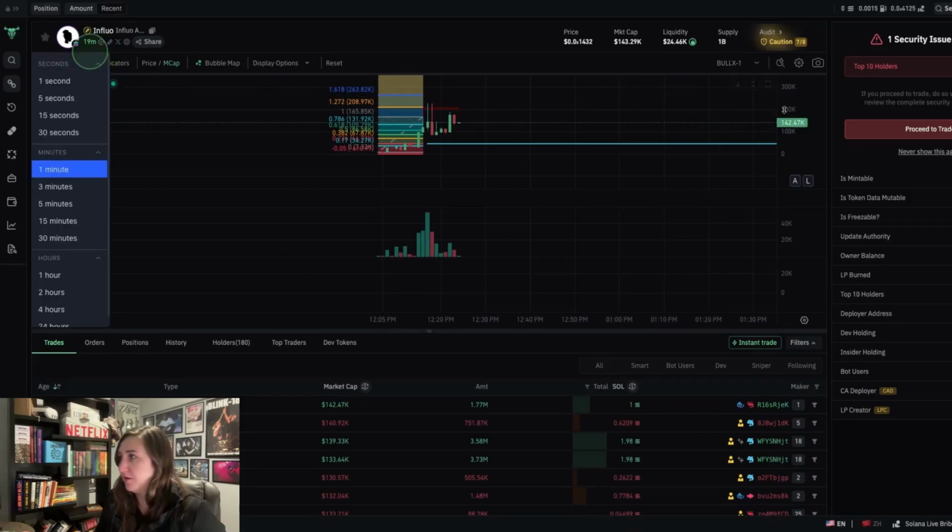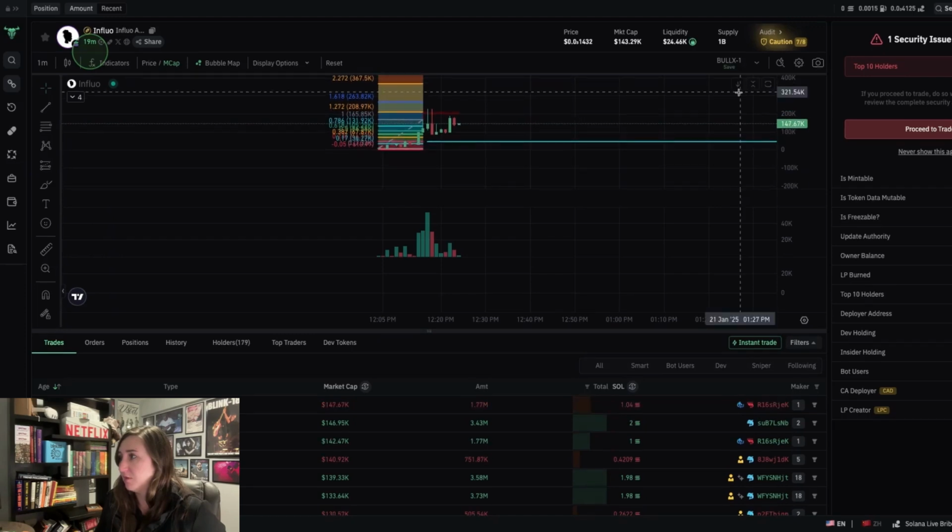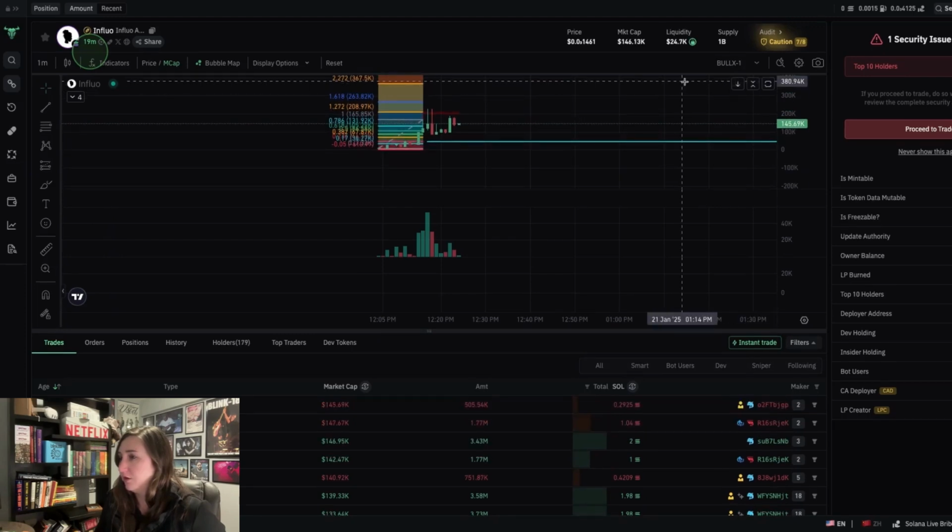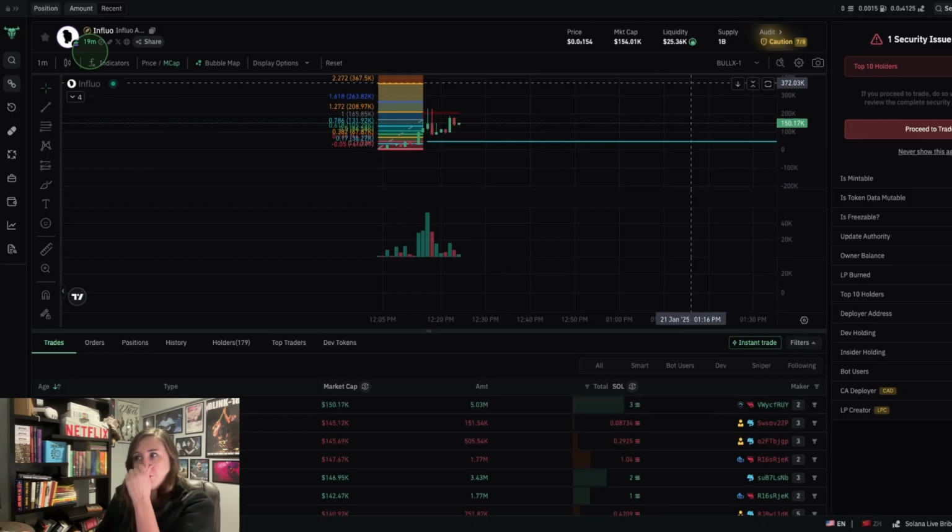We're at 150K right now. I'd say even to the 500K mark, maybe 400, 450. You'll notice this 2.272 lines up pretty good with 400. So it could go all the way up there. We will come back to this and see.